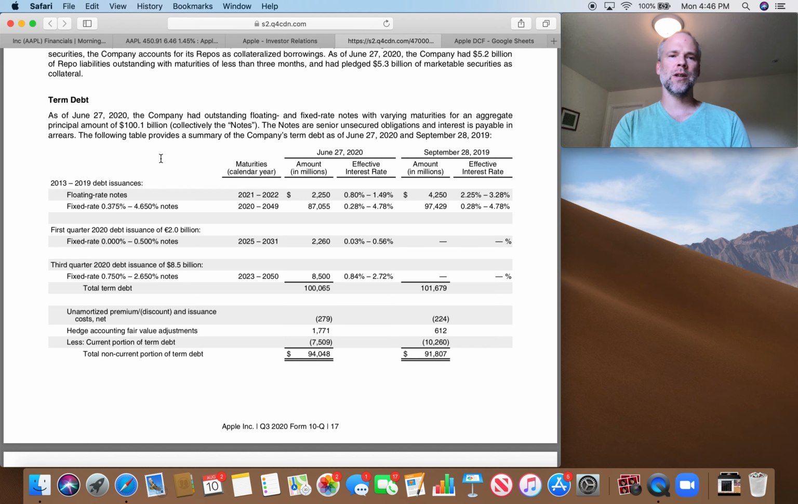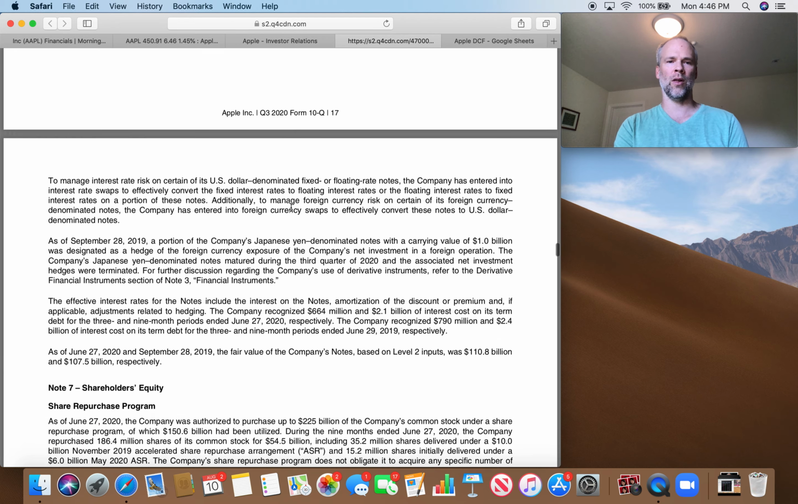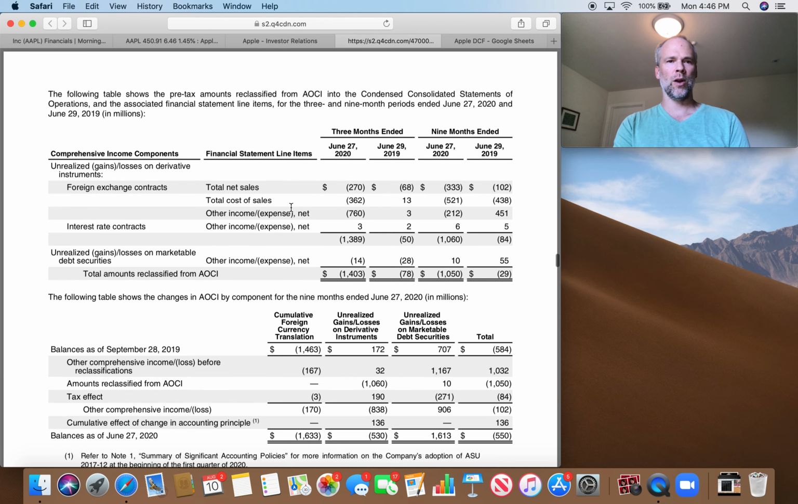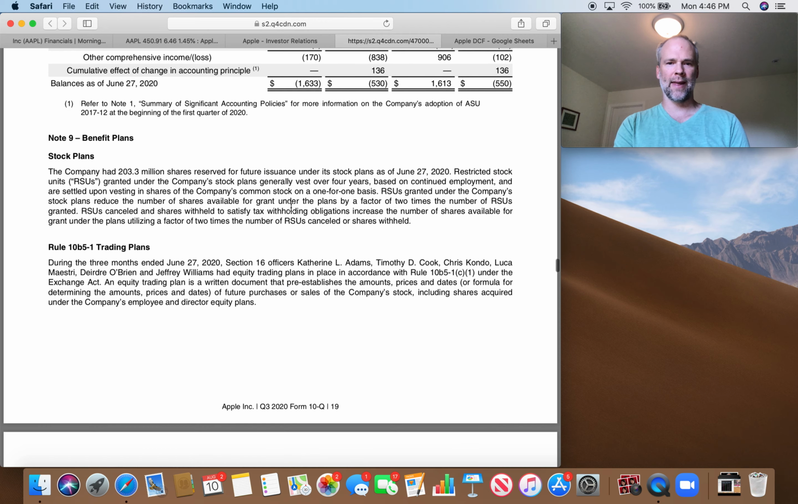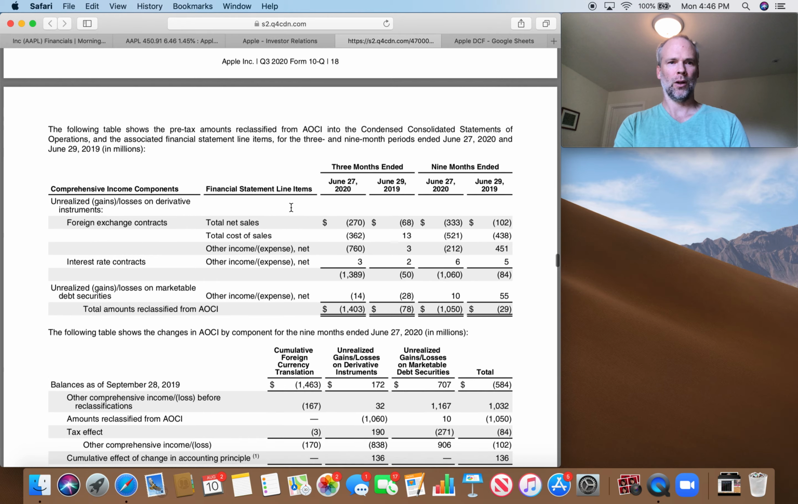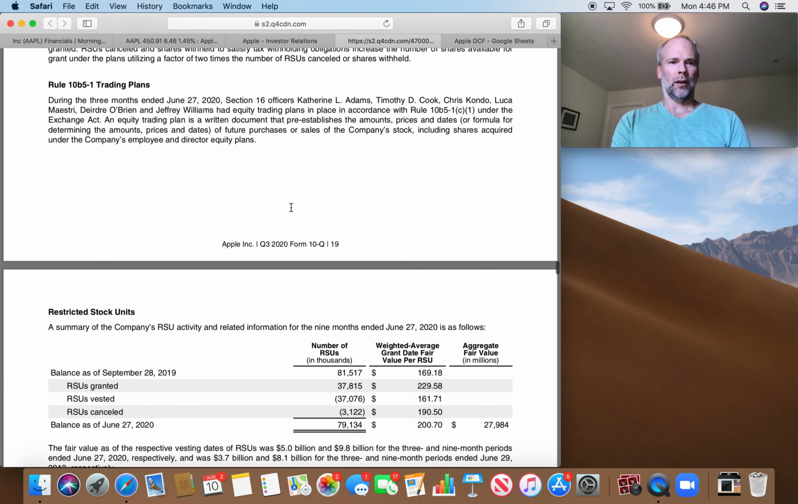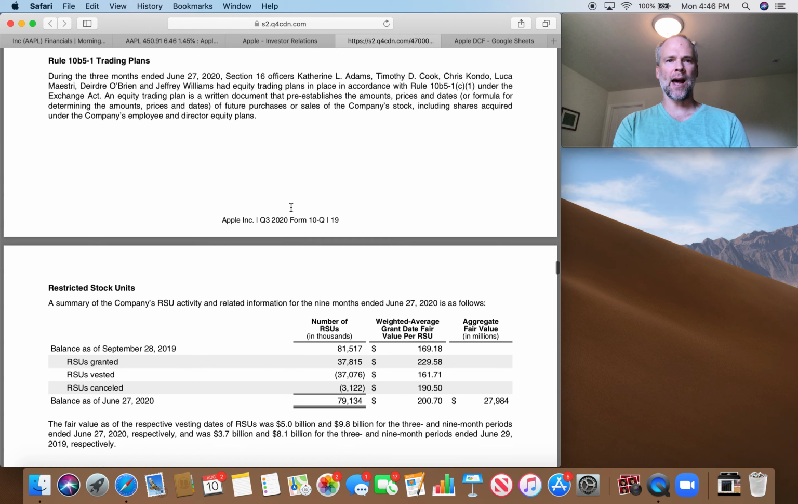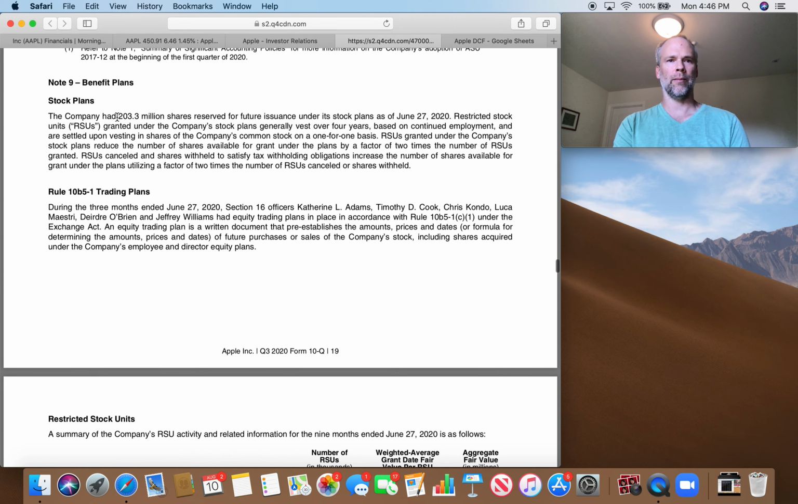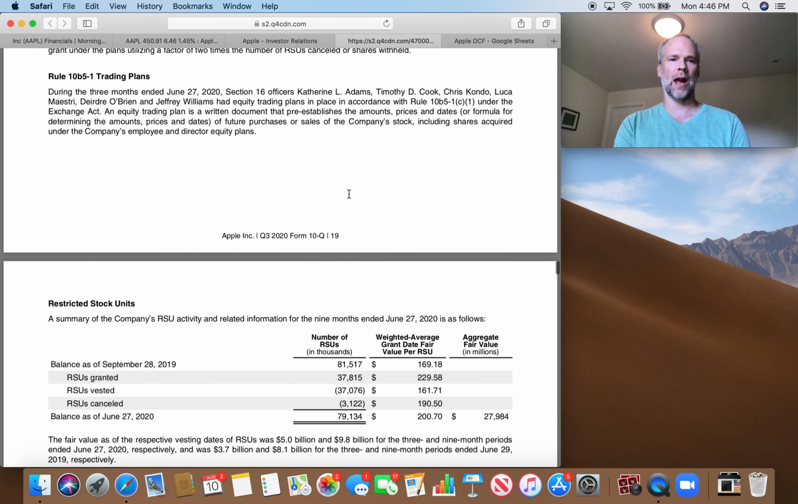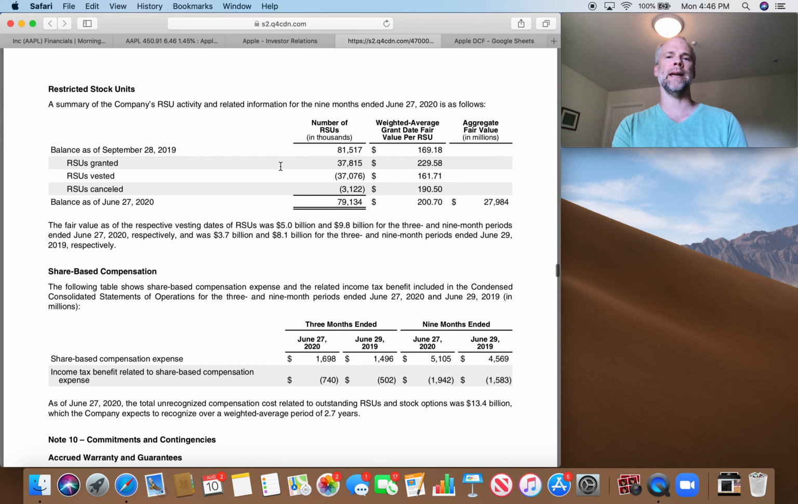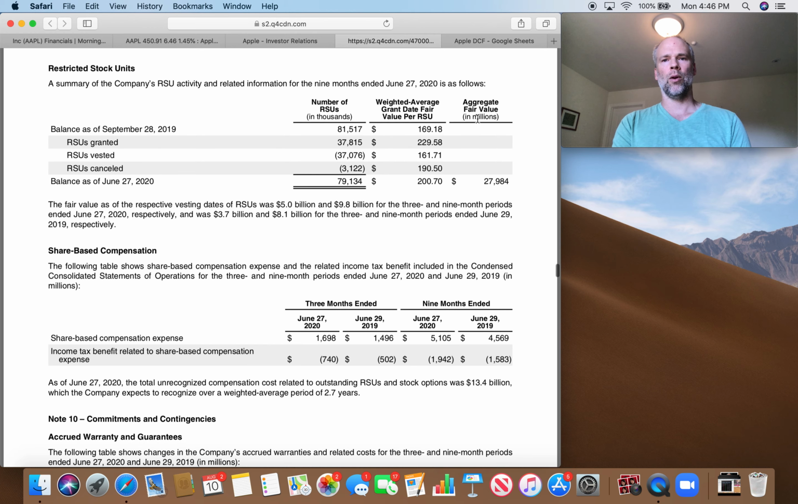So we're going to add those together. So we have 106.1 billion for short-term and long-term debt. And we need one more piece here, and that is we need these restricted stock units, which are the benefit plans for Apple. This is the minority interest. And we're going to use this aggregate fair value to come up with the minority interests for Apple.